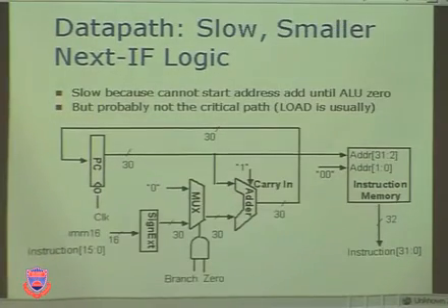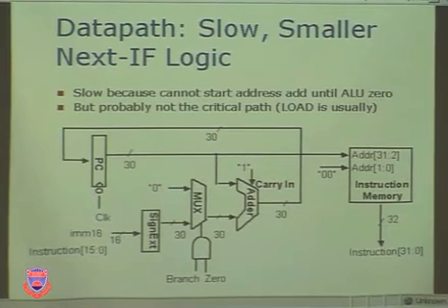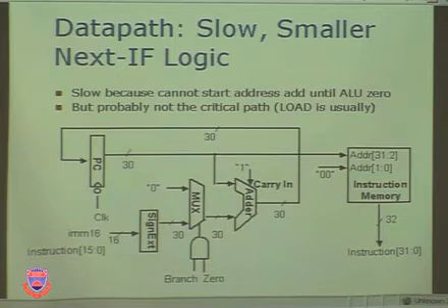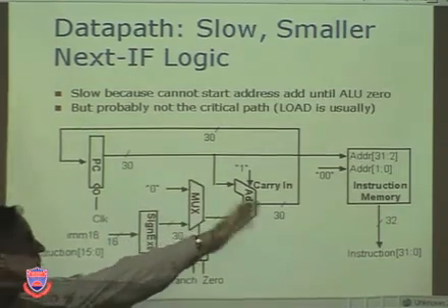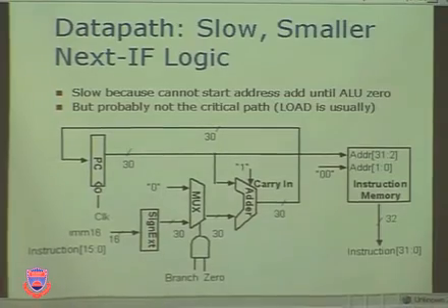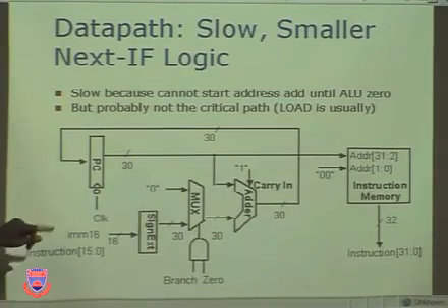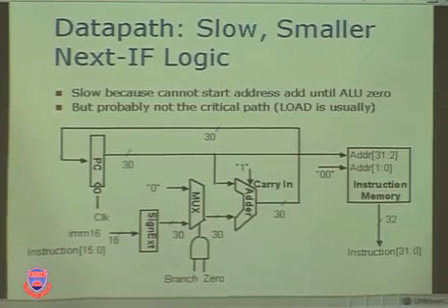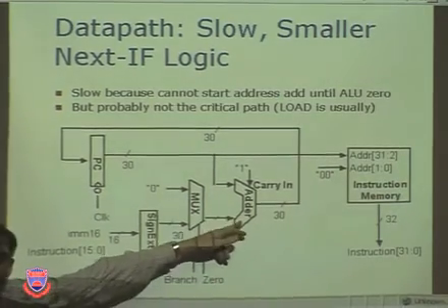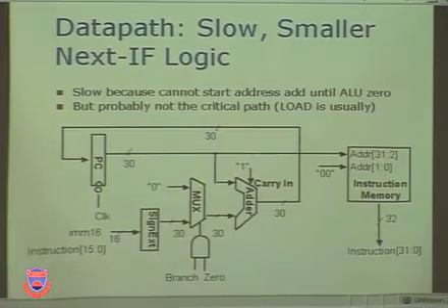Let's go on. Now, if you want to have slow, small next instruction fetch logic, you do this. And the reason it's slow is because we've got multiplexing followed by adding, and you have to wait for the branch and zero signals. We can't start the address addition until the ALU zero signal comes. In other words, until this comes out of the ALU, we can't begin this addition. And addition usually is much slower than just multiplexing.